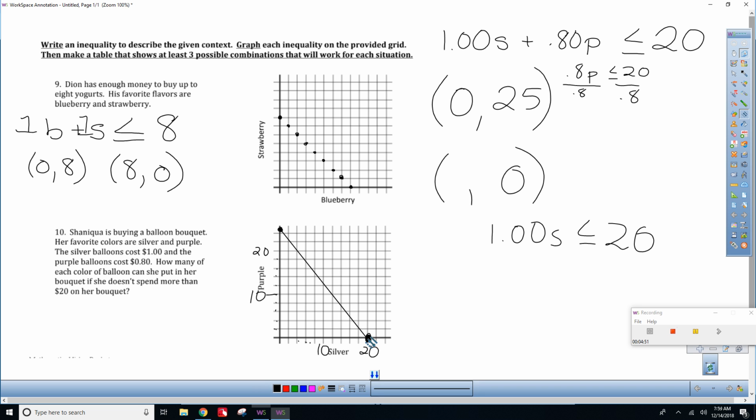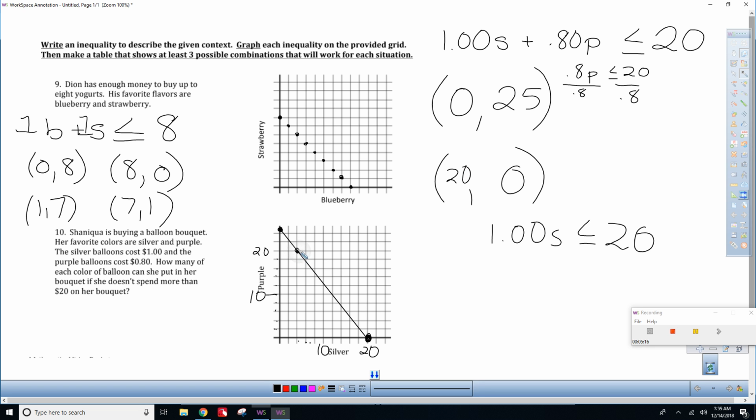Got it. All right, so now it says find 3 possible combinations. Well, I guess I should figure that out for the first one. So the first one I could have 0, 8, 8, 0, I could have 1, 7, I could have 7, 1. There's 4 possible combinations. But for this one, I got 0, 25, 20, 0. Those are the easy ones.